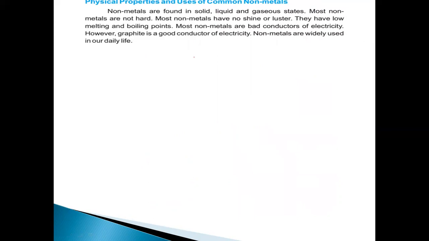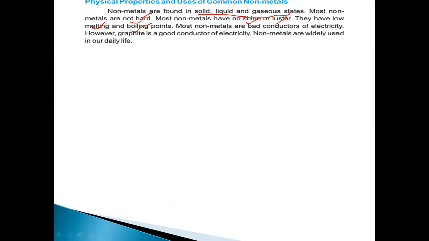As compared to metals, non-metals also have lots of uses in our daily life. First we'll see their properties: they are solids, liquids, and gases as well. They are not hard, and they have no shine, no luster, opposite to the metals. And as compared to the high melting and boiling points of metals, non-metals have low melting and boiling points. It means very little temperature is required to melt them.